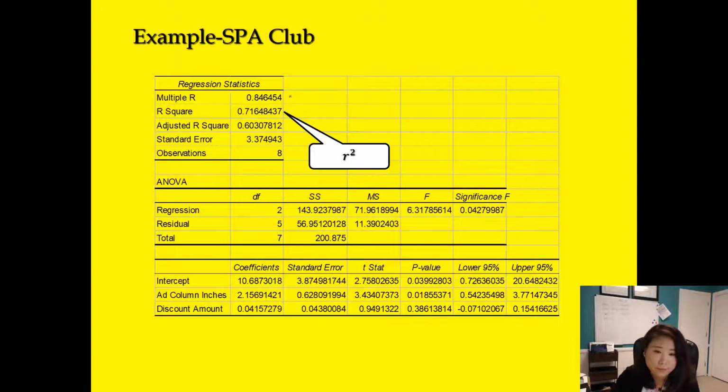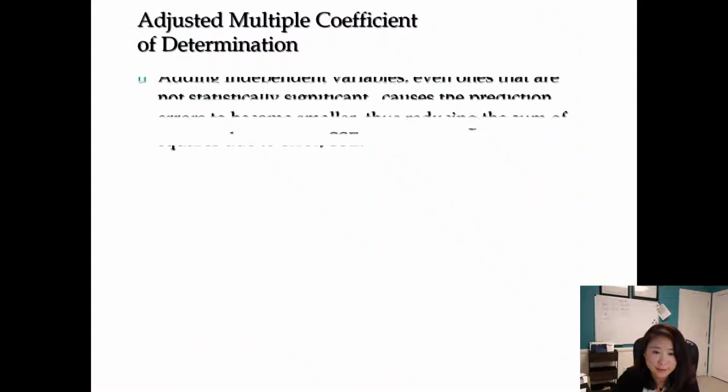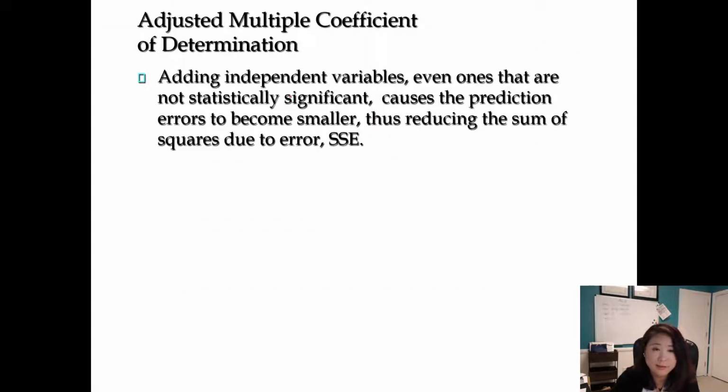We go through this a little fast because it's the same as chapter 14. What we're going to focus on is the difference: what's the difference in measuring goodness of fit between the simple linear regression model and the multiple linear regression model? That is the next statistic we're going to discuss. It is called the adjusted R squared, or adjusted multiple coefficient of determination.